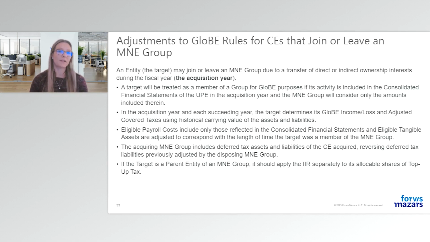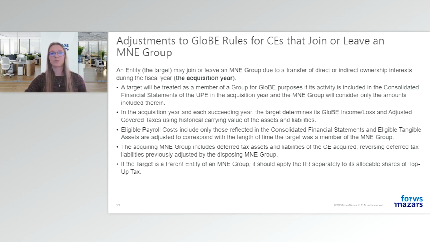Additionally, the acquiring M&E group is going to include deferred tax assets and liabilities of the constituent entity required, and they may need to reverse any adjustments made to deferred tax liabilities that were completed previously by the disposing M&E group. And finally, if the target is a parent entity of another M&E group, the income inclusion charging mechanism, the income inclusion rule, should apply separately to its allocable shares of top-up tax.